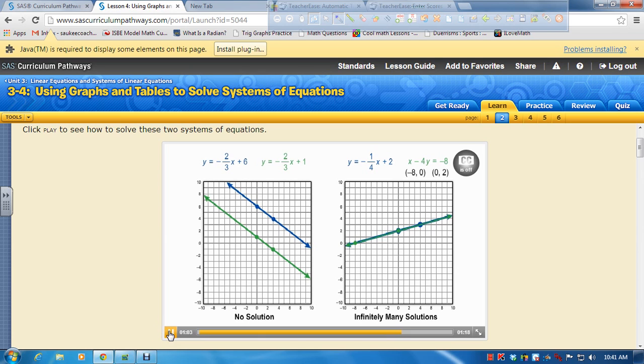You've already learned that if two lines intersect, there is one solution. Now we've seen that if two lines are parallel, the system has no solution. Also, if the equations represent the same line, then there are infinitely many solutions to the system.